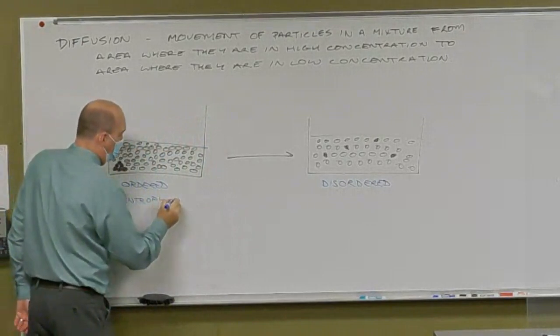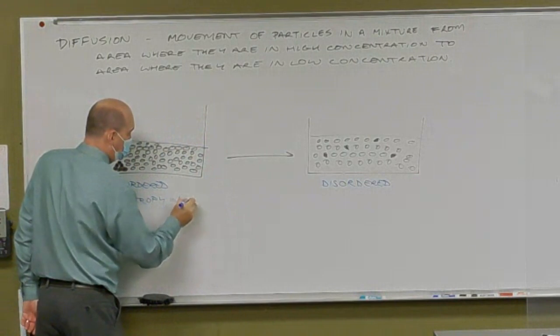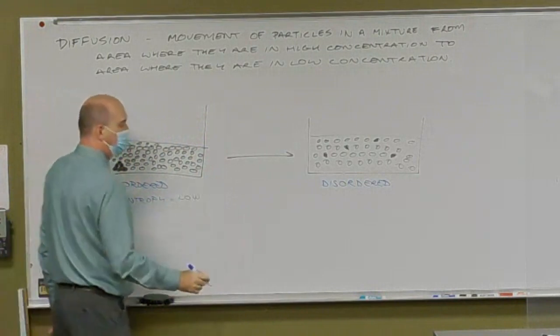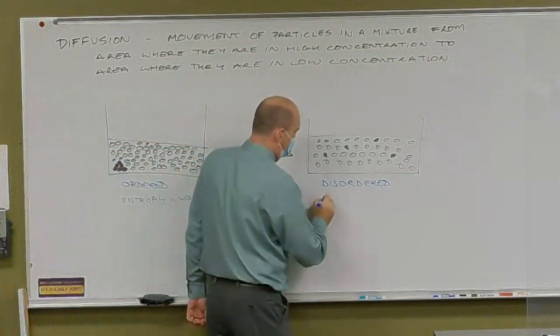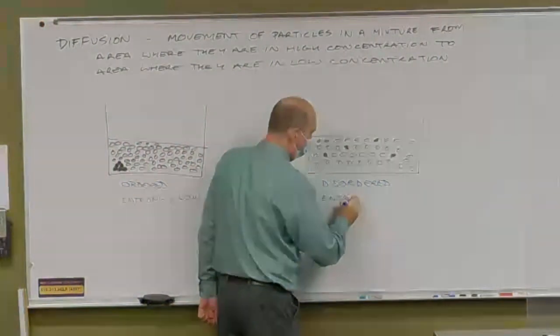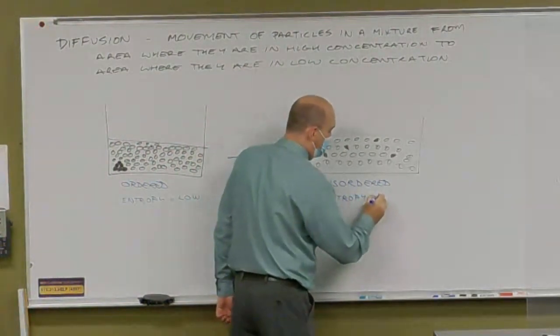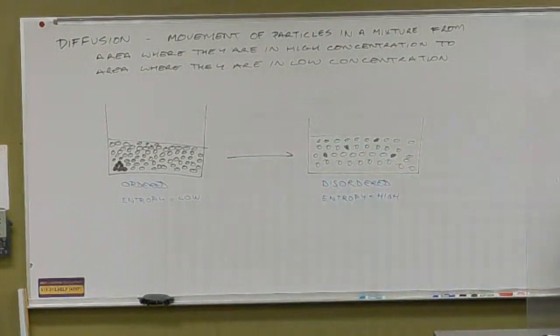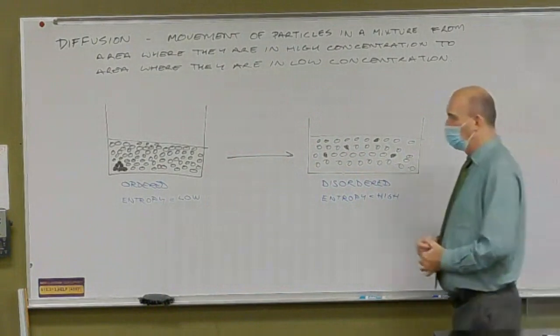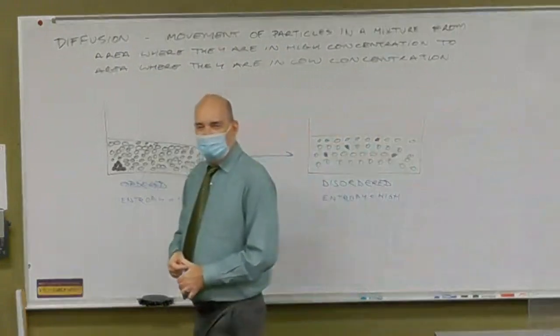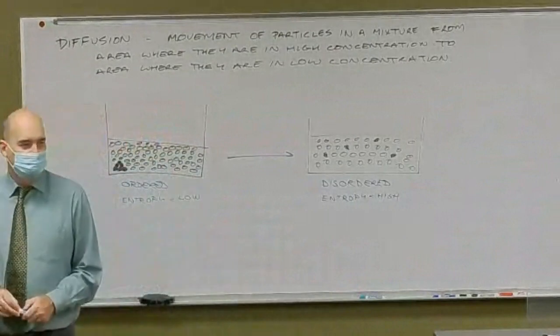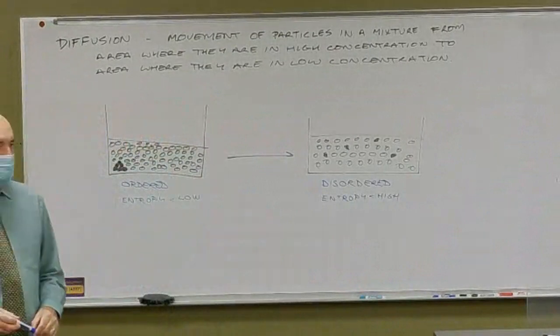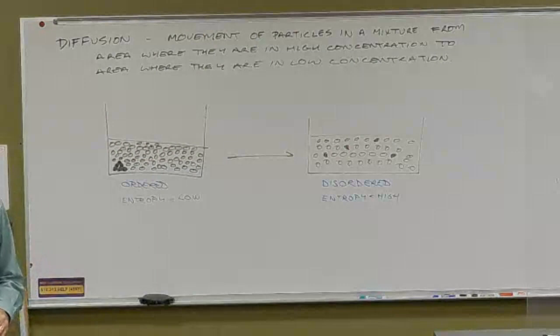Here, entropy is low, and here, entropy is high. The amount of disorder is high. Which one does the universe want? Does the universe reward you for low entropy or for high entropy?